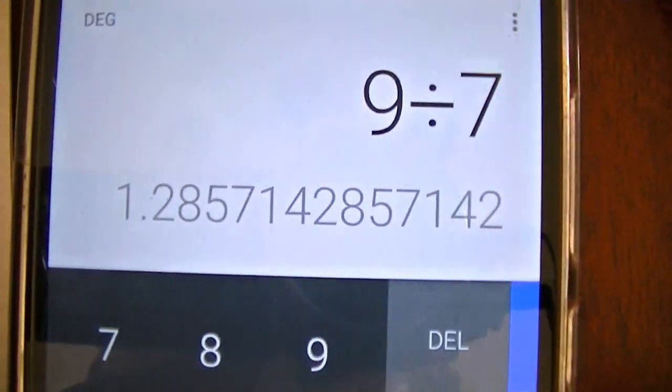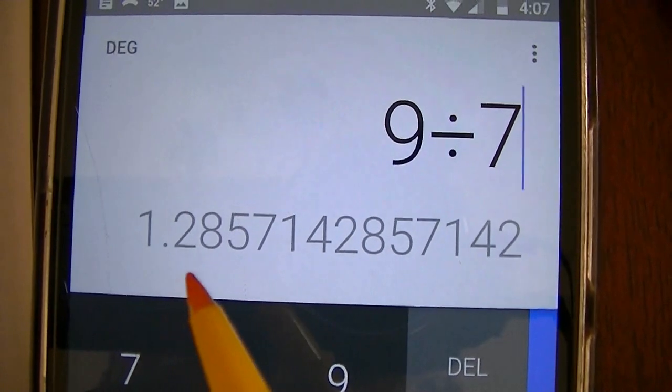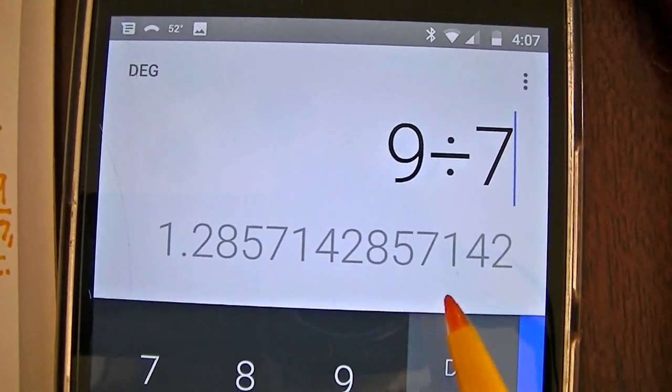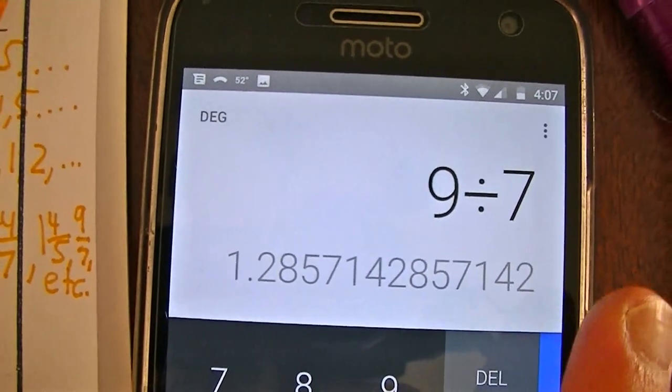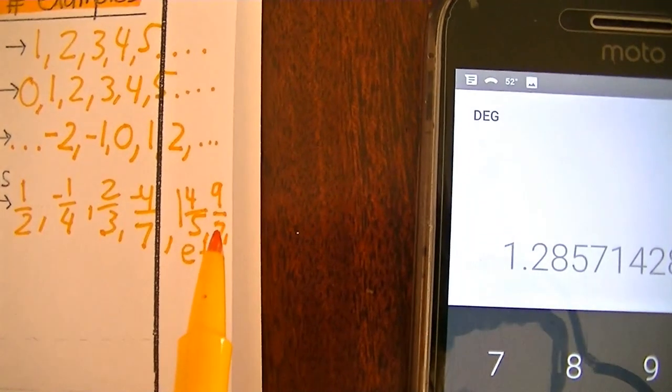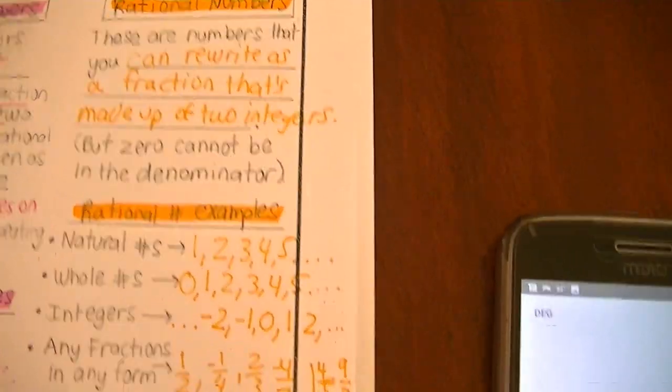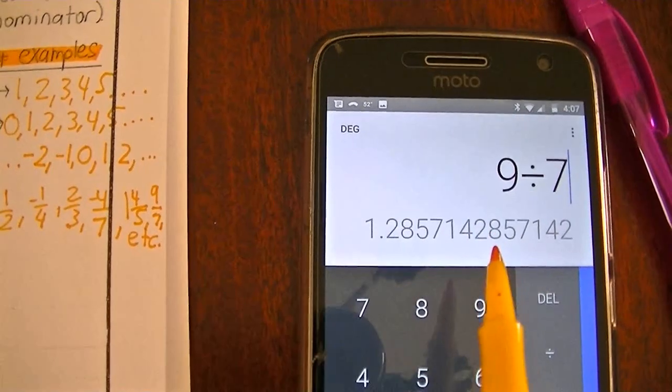And you're probably like, gosh, that looks irrational simply because it's non-repeating and it seems like it goes on forever. It's non-terminating. However, since it started out as a fraction, it's already written as a fraction, that automatically makes it a rational number, even if it looks like this, okay?